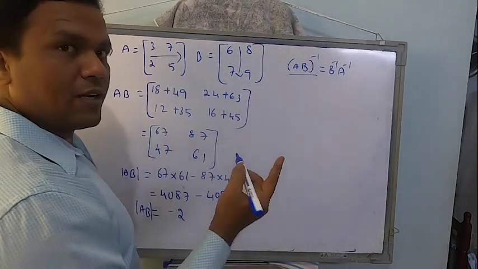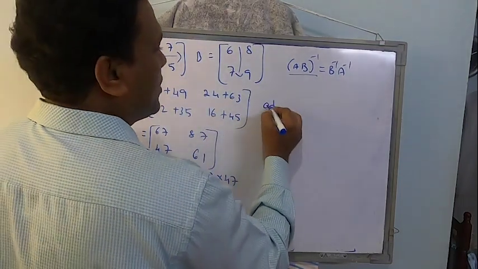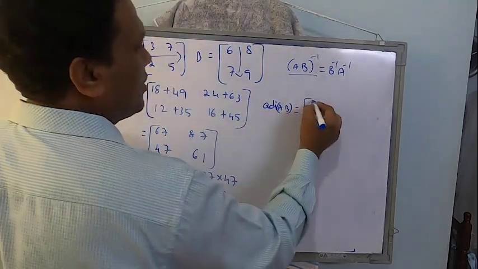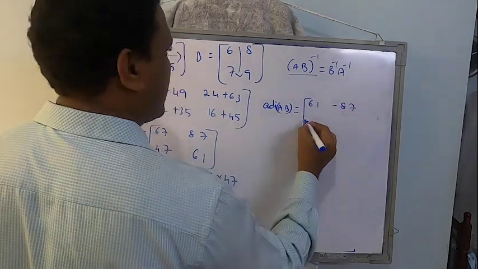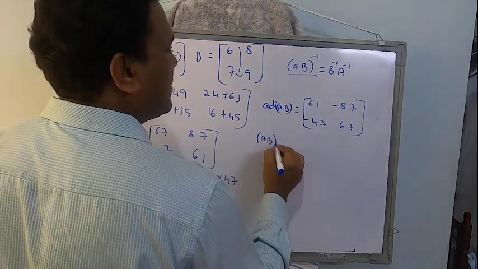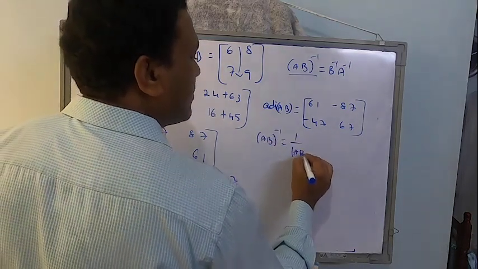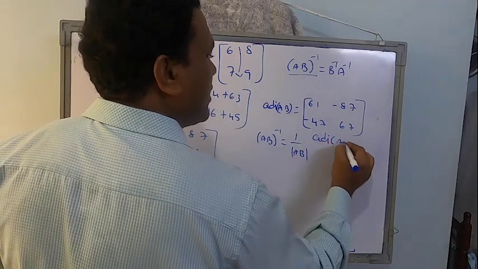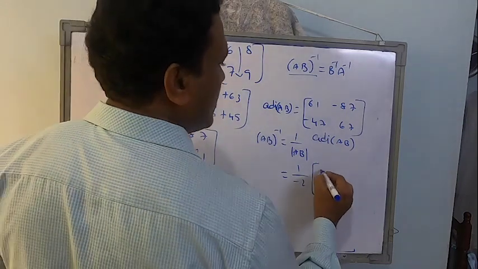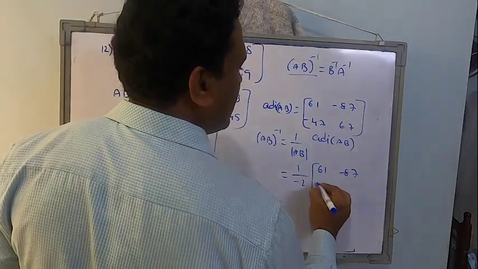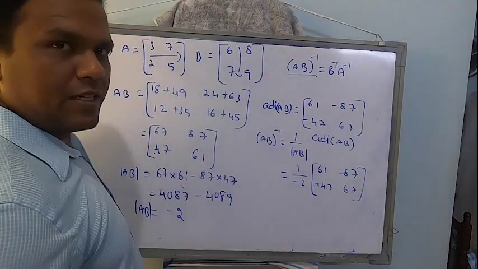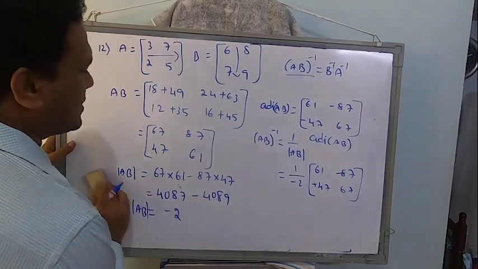To find this left hand side, I should find out the adjoint of AB. So adjoint of AB, it's a 2 cross 2. I can do it directly. This is AB. The adjoint will be 61 minus 87 minus 47, 67. Therefore, AB the whole inverse equal to 1 by determinant of AB multiplied by adjoint of AB. So that is 1 by minus 2 multiplied by 61 minus 87 minus 47 and 67. Now let me just go and find the right side.